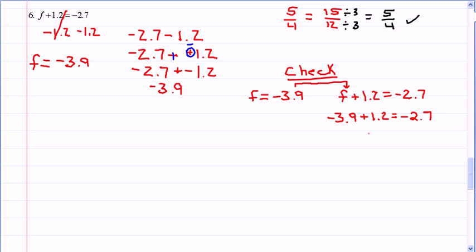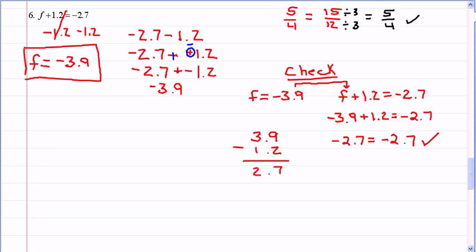and I combine the left side, negative 3.9 plus 1.2, and the way I do that is I subtract the numbers because I'm adding two numbers with different signs, and I take the sign of the larger number. Make sure that you line up your decimals. 3.9 is larger, so it's negative 2.7, and since it equals the right side of the equation, the check works, and the final answer is f equals negative 3.9.